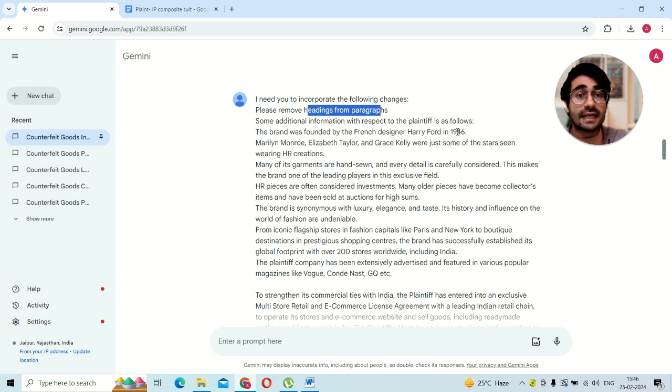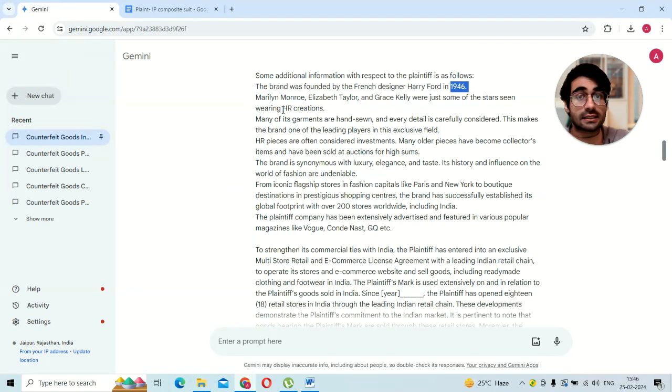The brand was founded in 1946, so a very, very old brand. And Marilyn Monroe, Elizabeth Taylor, Grace Kelly were just some of the stars seen in HR creations. HR is the brand, the plaintiff. Many of its garments are hand sewn, and every detail is carefully considered. HR pieces are often considered investments. Many other pieces have become collector's items and have been sold at auctions for high sums. The brand is synonymous with luxury, elegance, and taste. Its history and influence in the world of fashion are undeniable, right?